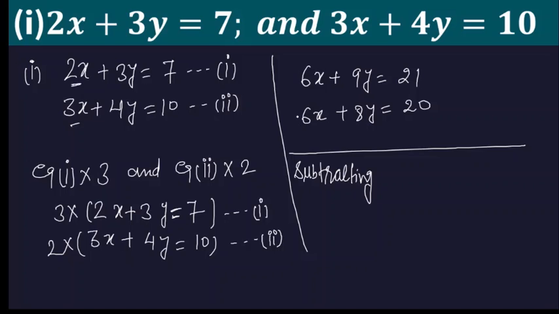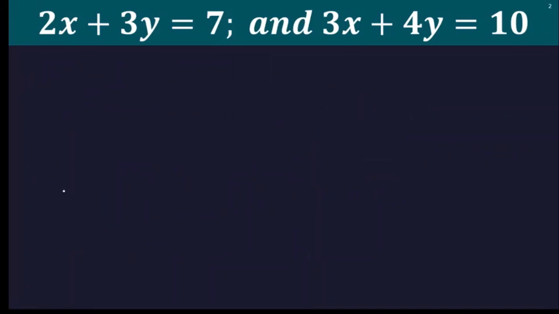So here the positive sign, there is no sign written, it means this is positive, so it becomes negative. This positive sign changes to negative, and this is also changed. 6x cancels with 6x: 6x minus 6x. 9y minus 8y, what would come? Only y, and 21 minus 20 is 1. So I found the value of one unknown, that is y equal to 1.